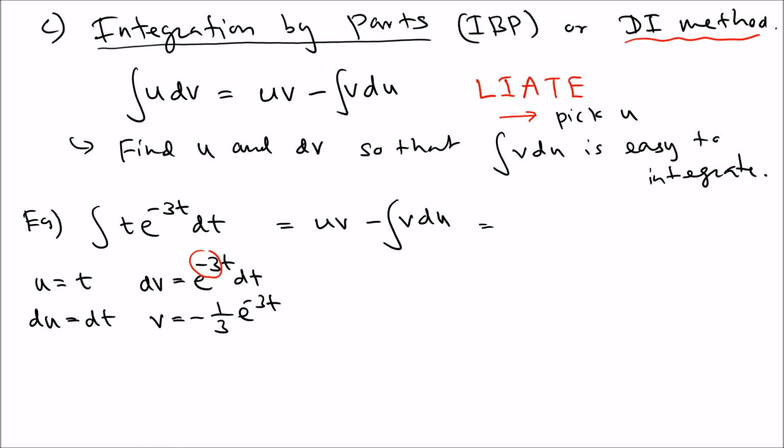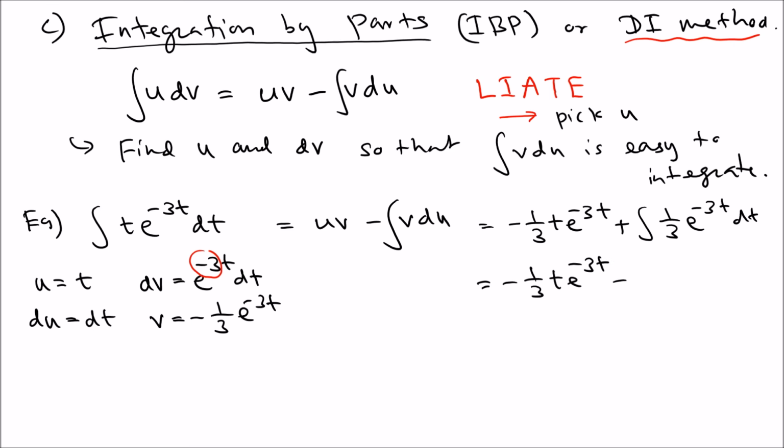It is uv minus the integral of v du. If you plug in uv, you multiply u and v, so that means negative 1/3 t e^(-3t), and then minus, and you can see there's a minus sign here, so minus minus becomes plus. So 1/3 e^(-3t) dt, and then you have to finish the integral. So negative 1/3 t e^(-3t), and then here you divide by negative 3 again, so it becomes negative 1/9 e^(-3t) plus c. So that is the integral you get.